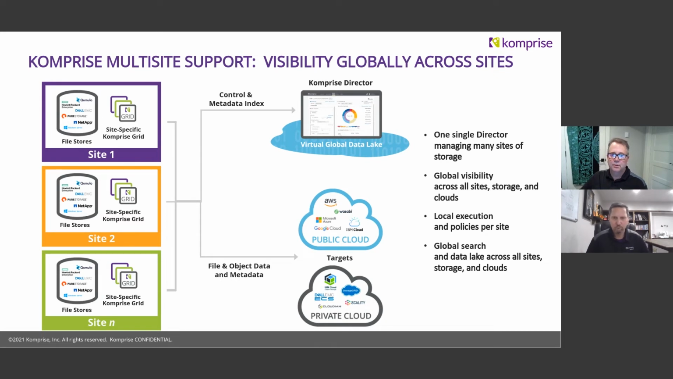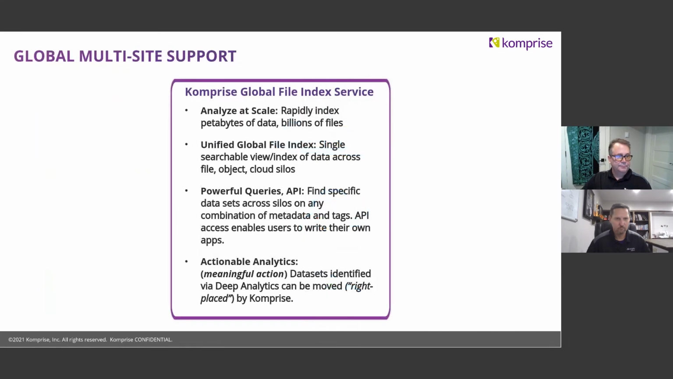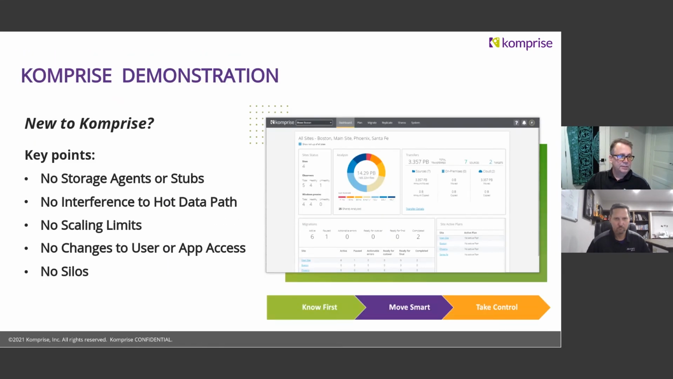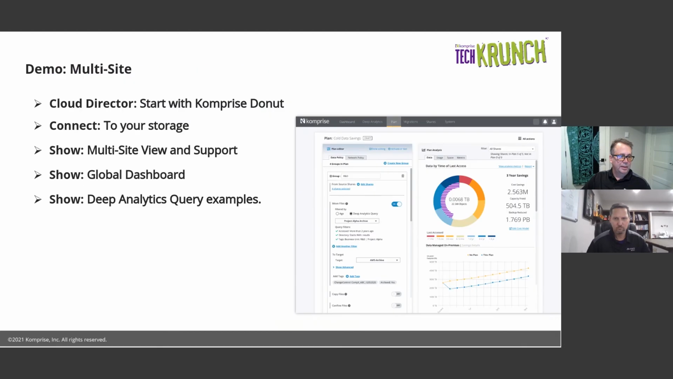So for those who are new to Comprise, we don't put any software on the servers, on the clients, or on the agents. We're no interference to the hot data path. We've designed something we call TMT, which is transparent move technology. And we've got no scaling limits and no changes at all to the way users conduct their business. So now we're going to move right into the demo of the multi-site.